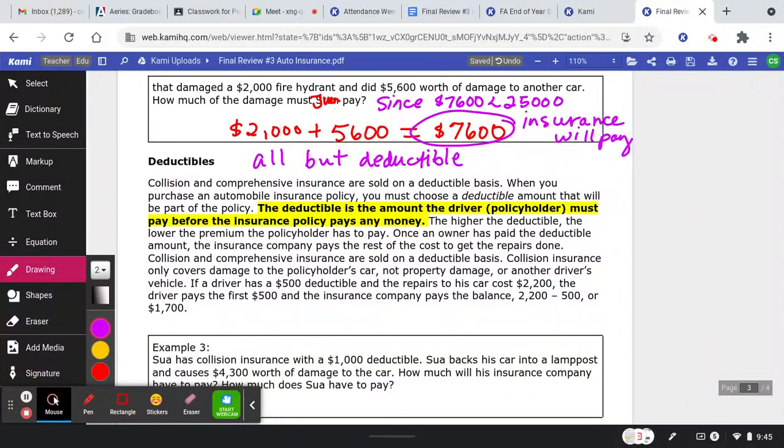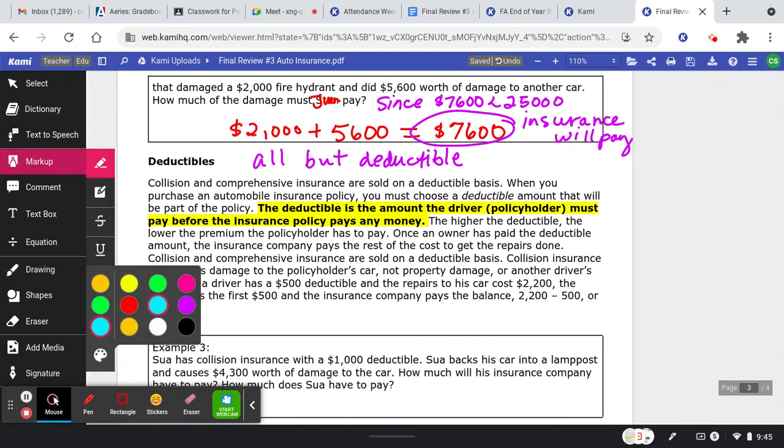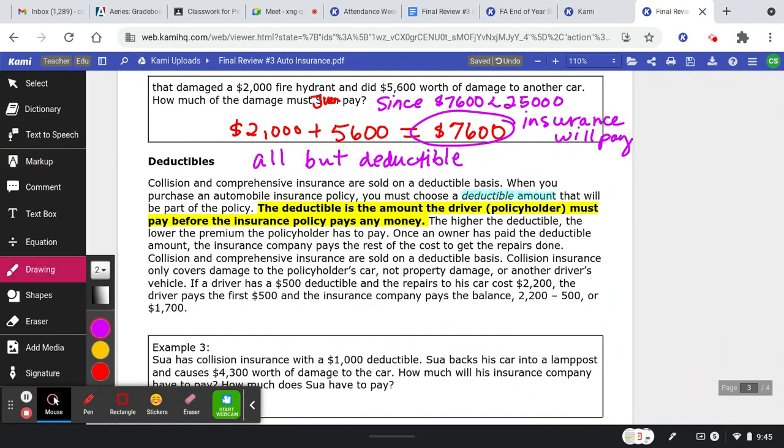Okay, so a deductible. Collision and comprehensive insurances are sold on a deductible basis. When you purchase the policy, you choose a deductible amount. So for example, Ms. Sanchez has a $500 deductible. I have a $500 deductible. There are even $250 deductibles. I could even have less. And that's how much money I have to pay, and the insurance company pays the rest.